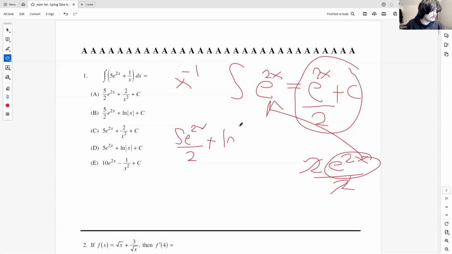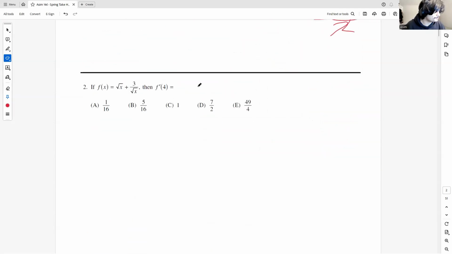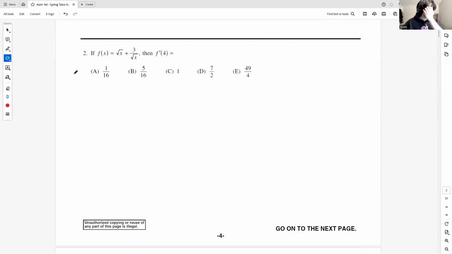You just take ln of the absolute value of x when you're integrating 1 over x. The same thing applies for the derivative: if you take the derivative of ln of x, you get 1 over x as your answer. Also, don't forget your plus c, and the answer choice should be answer choice B.